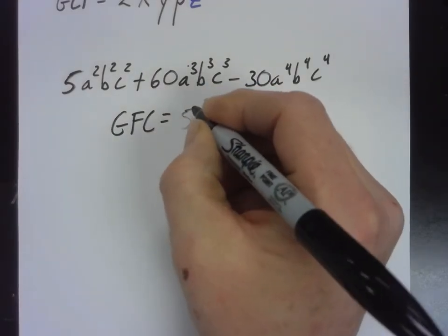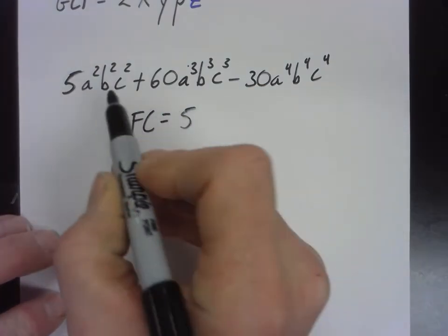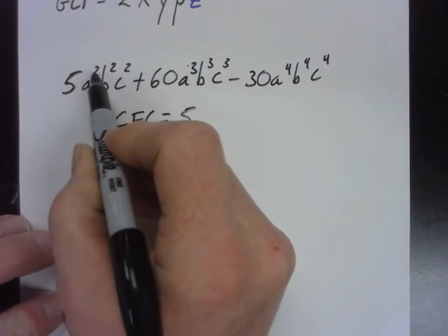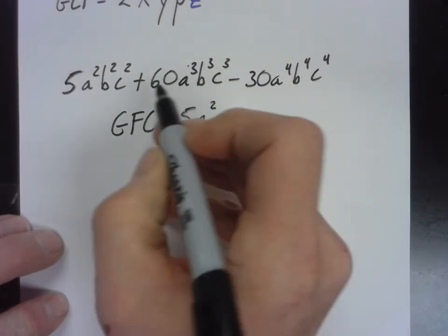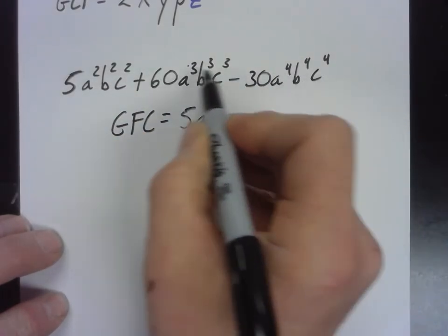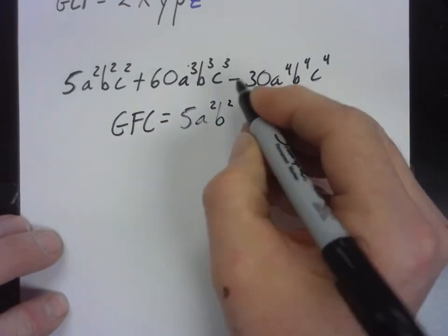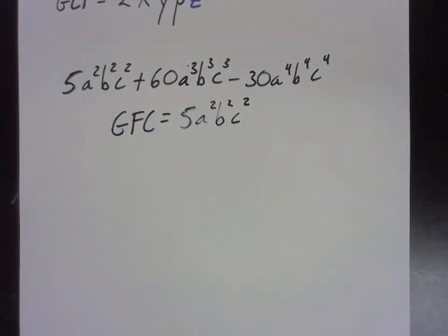5. Okay, now with the A, make sure it's in all the terms. Make sure it's common, and then take the lowest exponent. Same with the B. Is it common? Okay, take the one with the lowest exponent. C, is it common? Okay, take the one with the lowest. That's the greatest common factor.